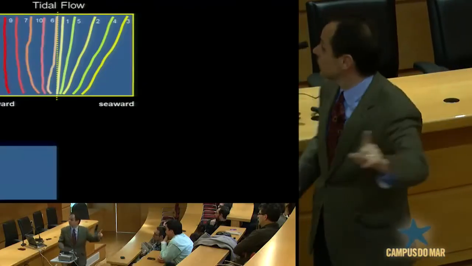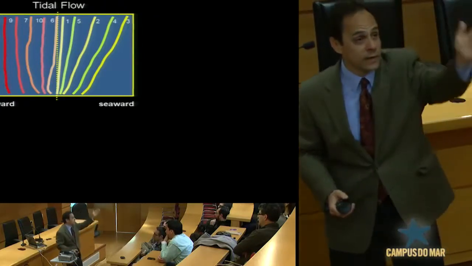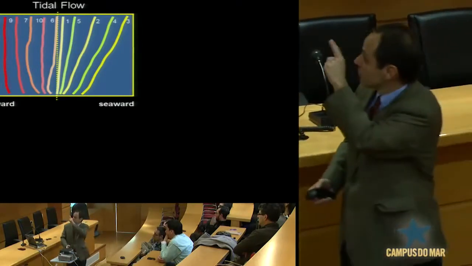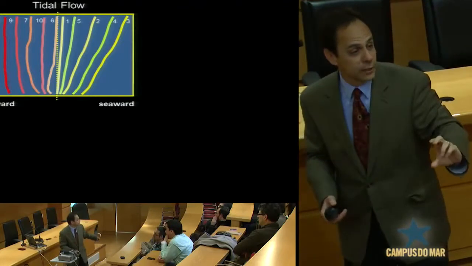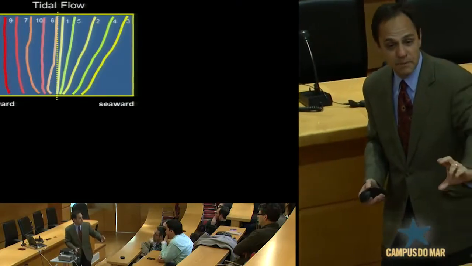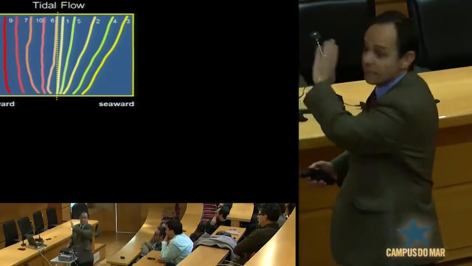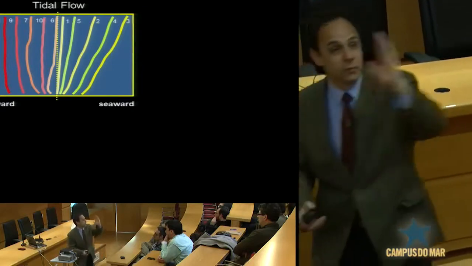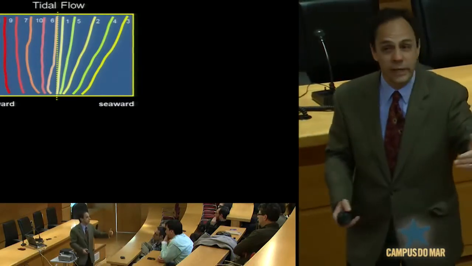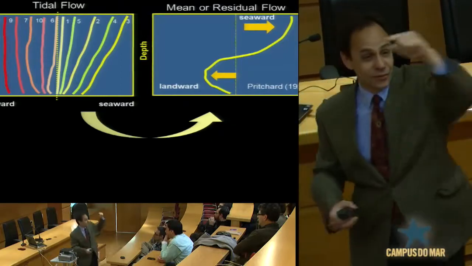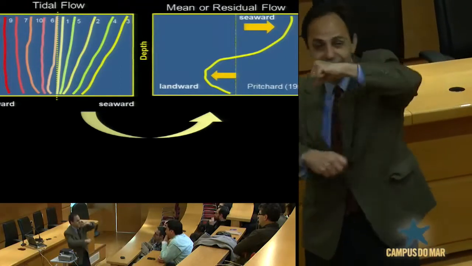Constant with depth. That's in contrast to what happens during flood. During flood, the profiles are more uniform with depth, and they only change near the bottom. Right? So what we have, when we average these profiles from ebb to flood over a tidal cycle, what do we get? We get seaward flow at the surface and landward flow underneath.